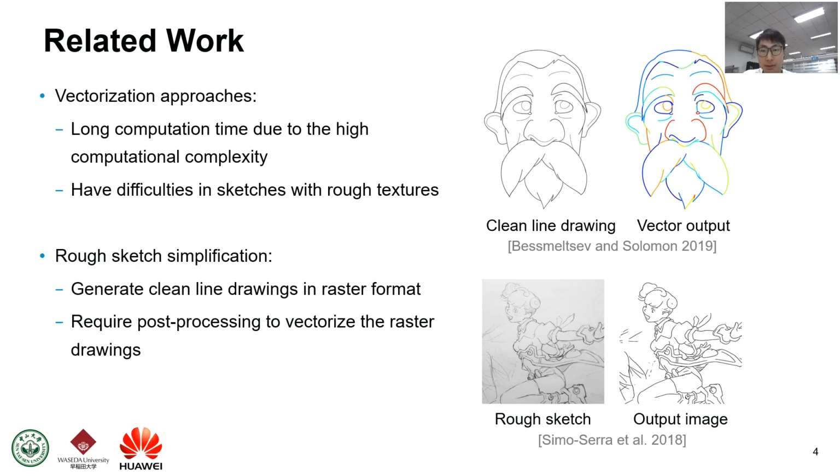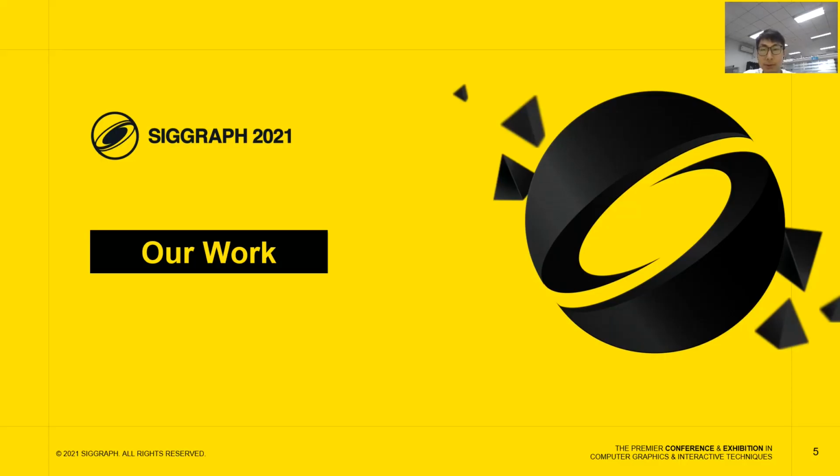In most cases, it is not clean line drawings, but rough sketches that need to be cleaned up and vectorized. Rough sketch simplification methods are able to generate raster clean line drawings, but they require post-processing to convert the result to a vector line image. Next, I will introduce our work.